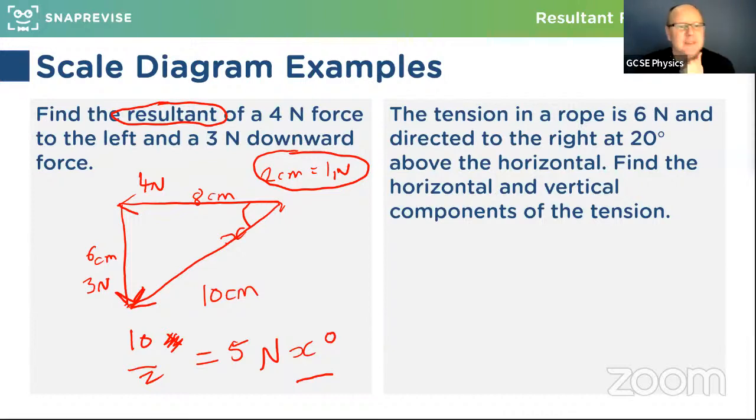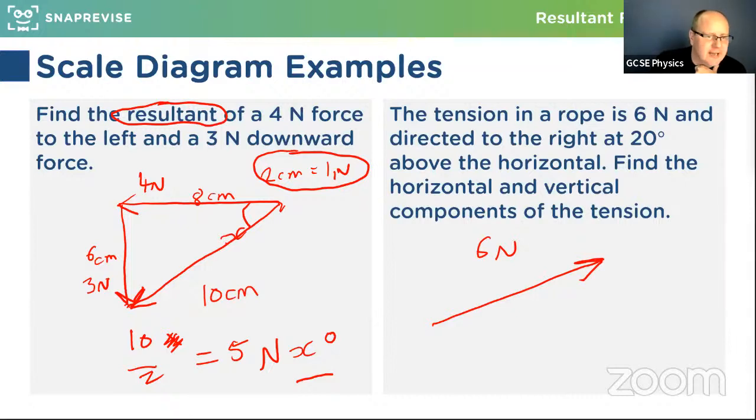The tension in a rope is 6 newtons and it's directed to the right at 20 degrees above the horizontal. So we've got something that looks like this. There's 6 newtons going up to the right at 20 degrees. We want to find the horizontal and vertical components of the tension in that rope. I'll draw an arrow for tension. We draw the horizontal line in, that's the horizontal component, and then we draw our vertical component in. And we can draw our angle in, that's 20 degrees there.